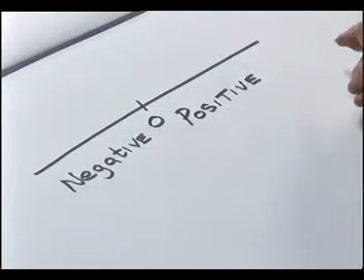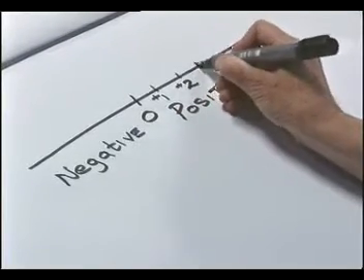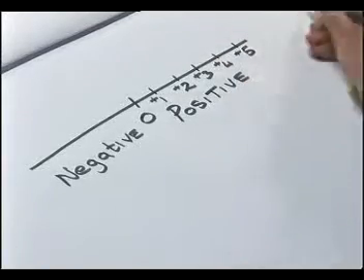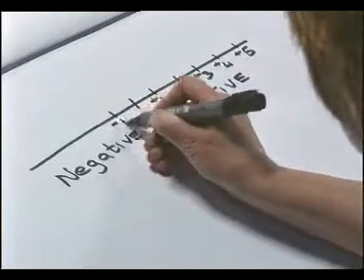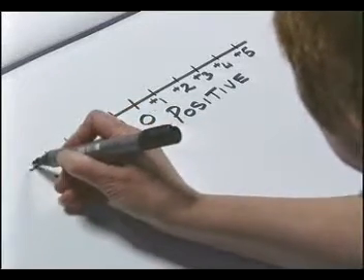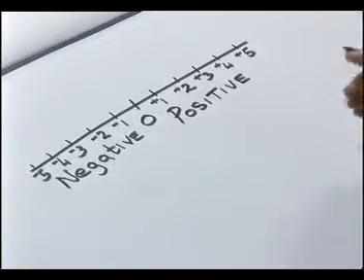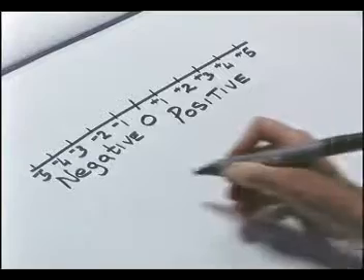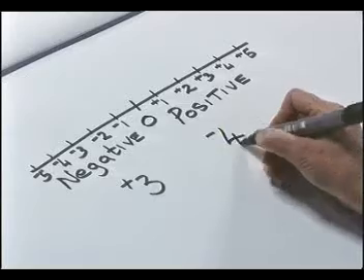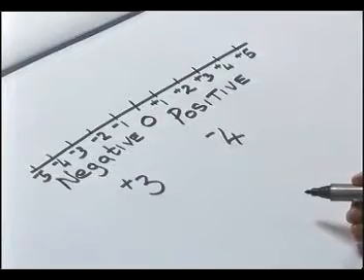And we represent the numbers on the number line like this: positive 1, positive 2, positive 3, positive 4, positive 5, and so on. Negative 1, negative 2, negative 3, negative 4, negative 5. Notice how we've written the numbers, the positive numbers and the negative numbers. We write positive 3 like this and negative 4 like this. The sign of the number is written as a superscript.